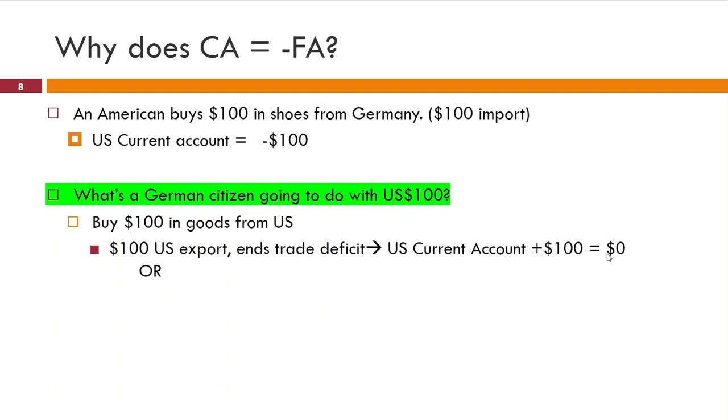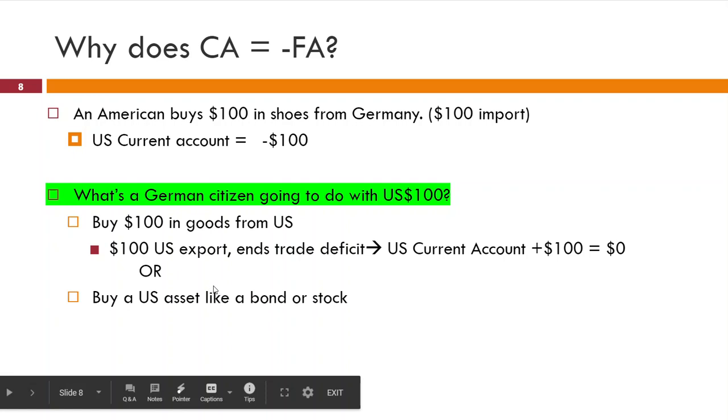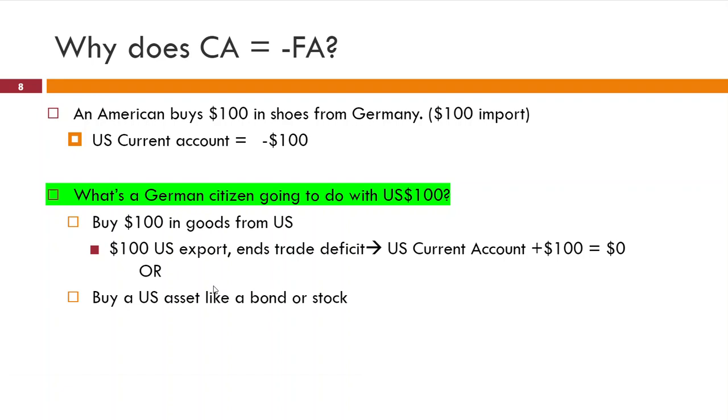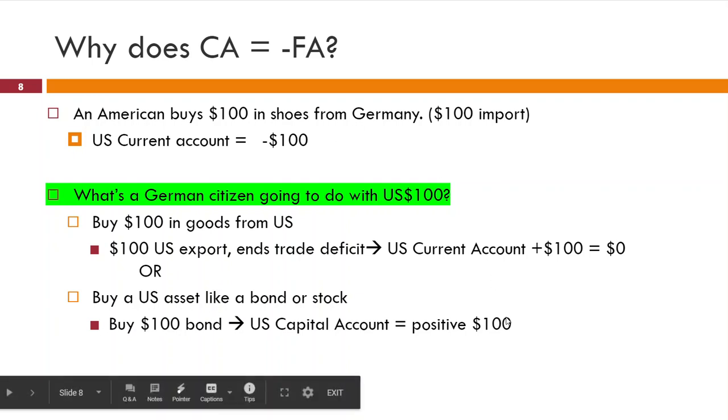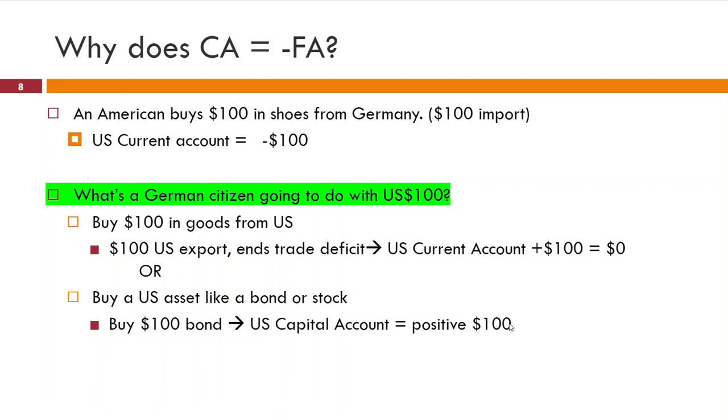Or he could use $100 to buy an asset from the United States. He could use the $100 to buy a stock or a bond. He could save his $100 in the United States. And in that case, the capital account for the United States becomes positive. So negative 100 on our current account links to positive 100 on our capital account. And that really is the balance here.